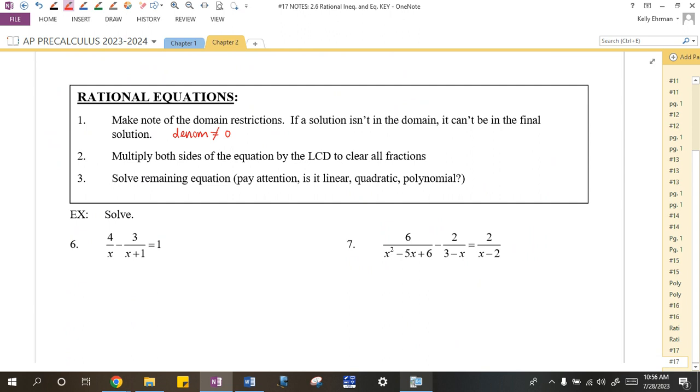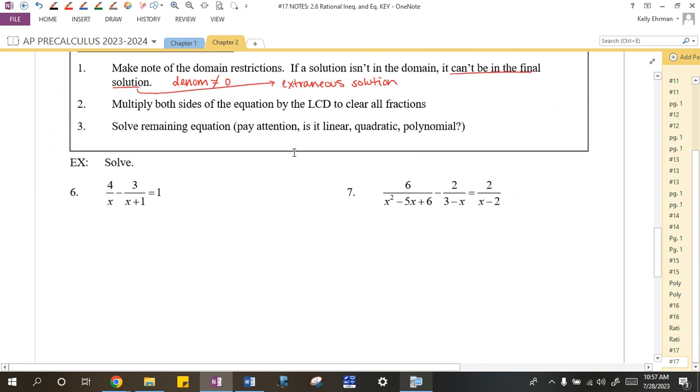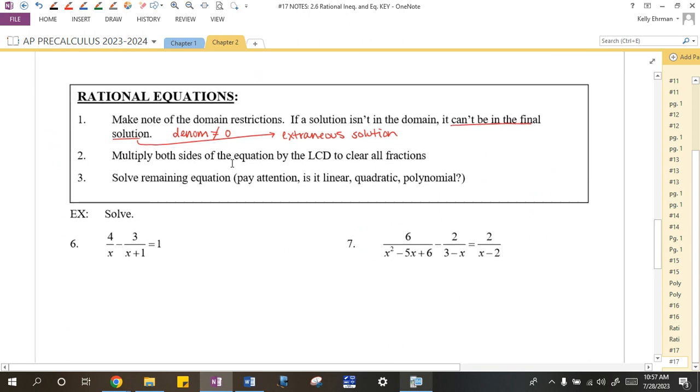So you might get no solution. If it can't be in the final solution, it's called an extraneous solution. It is a solution, except that it can't be because it's not in the domain. So even though we got it, because we're about to be multiplying denominators out of the way, we have these solutions that could be extraneous.